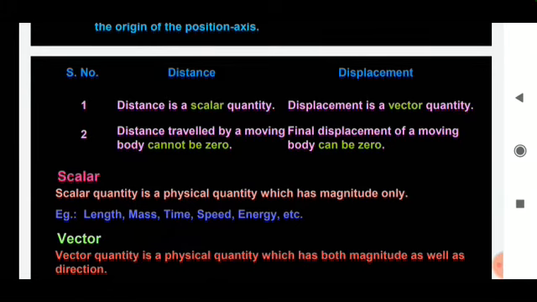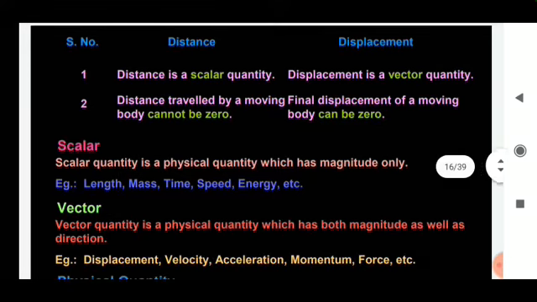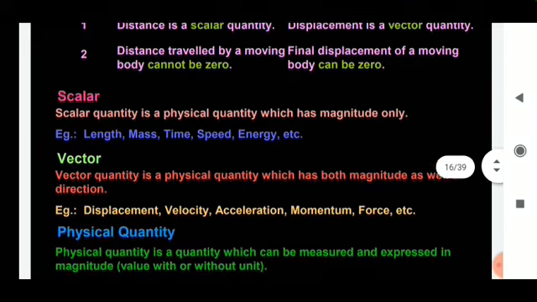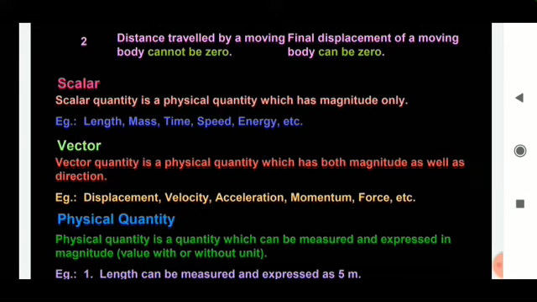Now let me see the differences between distance and displacement. Distance is a scalar quantity. Displacement is a vector quantity. Distance traveled by a moving body cannot be 0. Final displacement of a moving body can be 0. Now let me see what is the scalar quantity and what is the vector quantity.